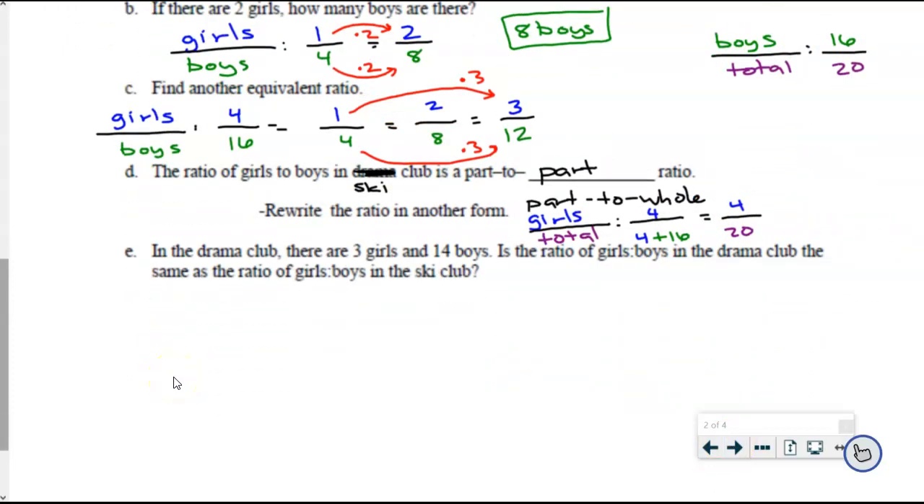So in the drama club, there's 3 girls and 14 boys. Is this ratio of girls to boys in the drama club the same as the ratio of girls to boys in the ski club? You're going to answer that at your tables. Ready, set, go.